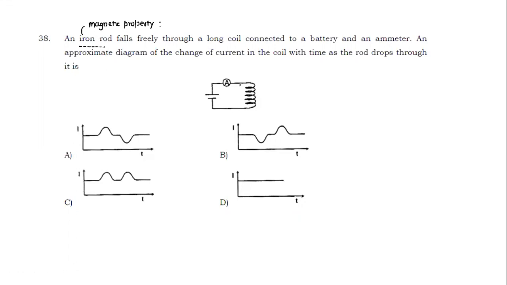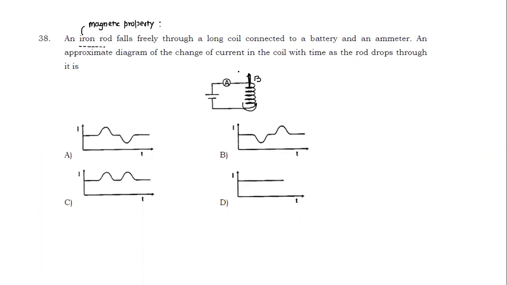So suppose current is flowing in the coil. Had the iron rod not been falling, the current would have been constant. Since the current is flowing in the coil, depending on how the coil is wound, it will develop a magnetic field along the axis of the coil, either upwards or downwards. It doesn't matter; we can take one direction. If we look from here, the current is like this, and the magnetic field is upwards. This is how the magnetic field is.